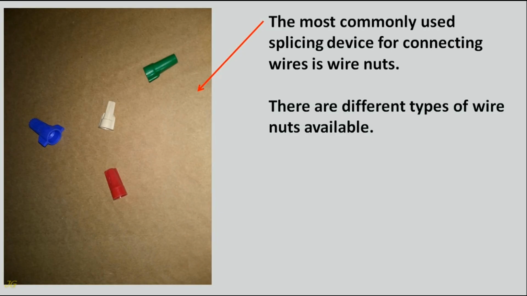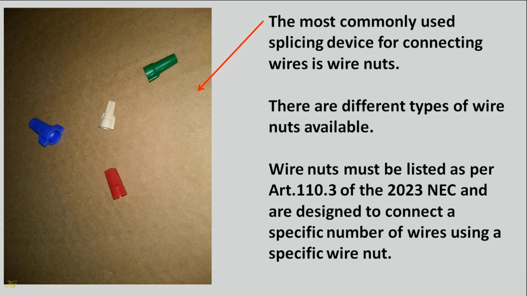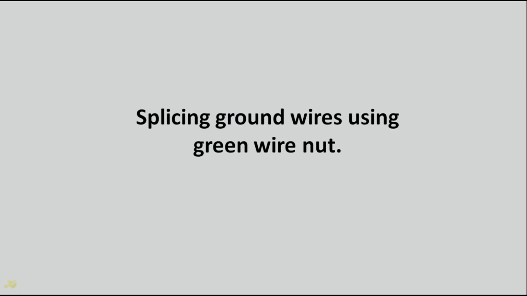There are different types of wire nuts available. Wire nuts must be listed as per Article 110.3 of the 2023 NEC and are designed to connect a specific number of wires using a specific wire nut. Splicing ground wires using green wire nut.